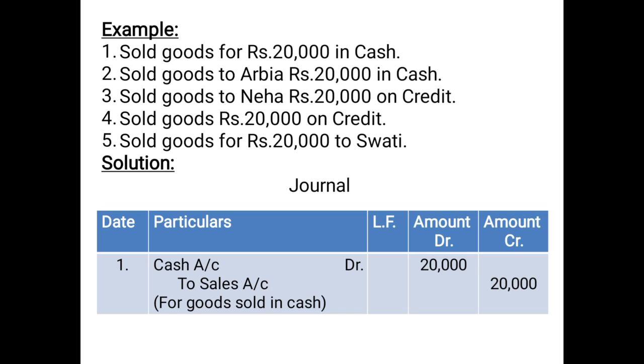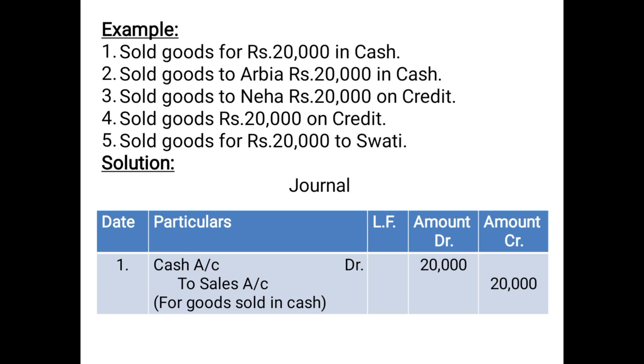Moving ahead, let us discuss an example on such cases so as to make it more clear to you. Example number 1, children, sold goods for rupees 20,000 in cash. Now here the name of the customer is not given, but we actually do not need the name of the customer because the goods here are sold in cash, and the question specifically mentions that goods are sold in cash.